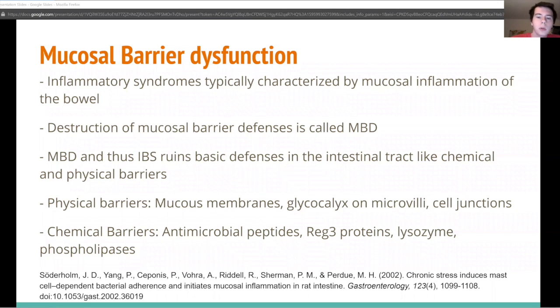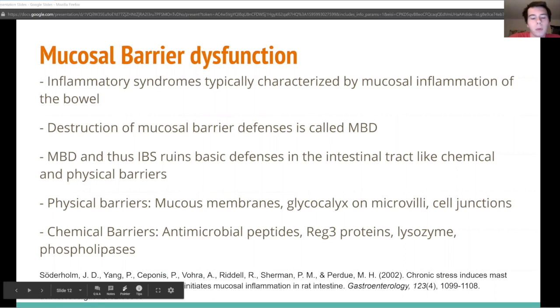So MBD, mucosal barrier dysfunction, in the small intestine weakens protective chemical barriers like antimicrobial peptides, reg-3 proteins, lysozyme, and phospholipases. They're all hindered, which loosens the protection of the membrane and further allows either inflammation or potentially allows local bacteria to seep through those inner mucosal layers and cause infection.